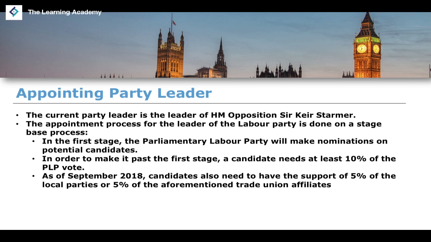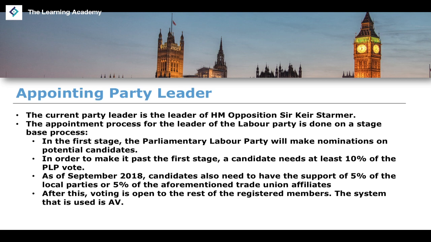So again, if we were to compare and contrast the process for the Conservative Party compared to the process for the Labour Party, we can see that a much broader representative of the party is required for the Labour Party. You need 10% of the MPs. You also need at least 5% of either the local parties or the trade union affiliates. And that's just to get to the next stage.